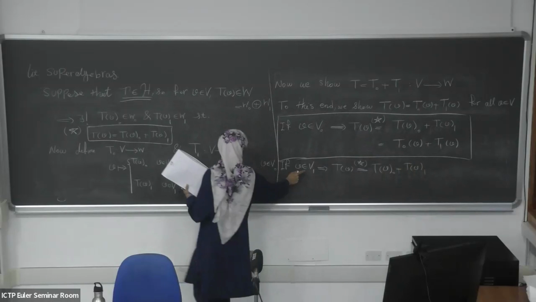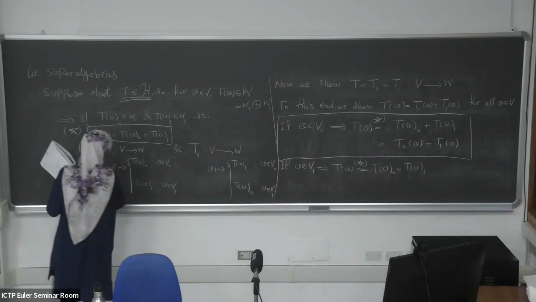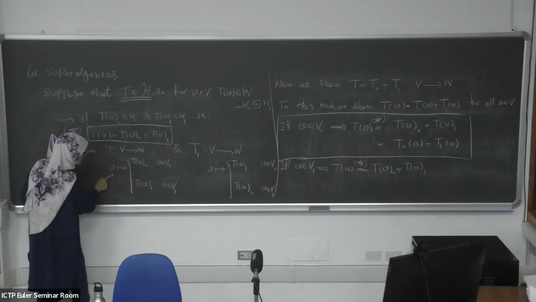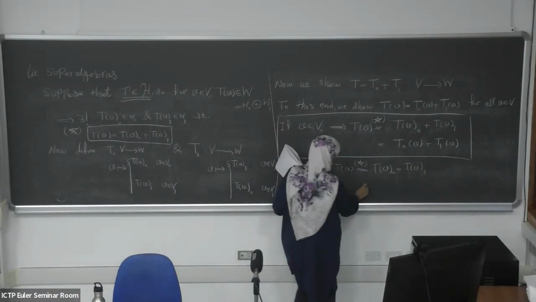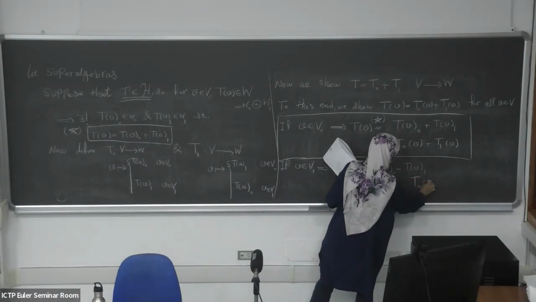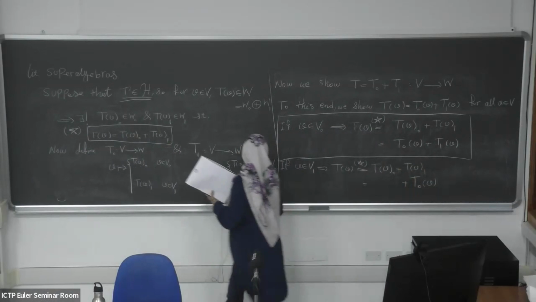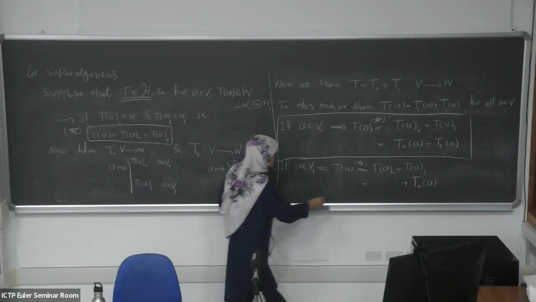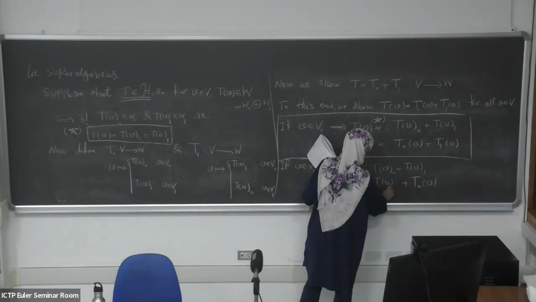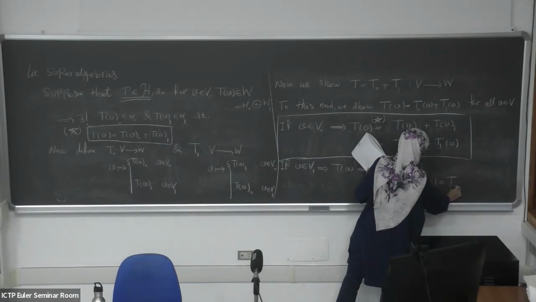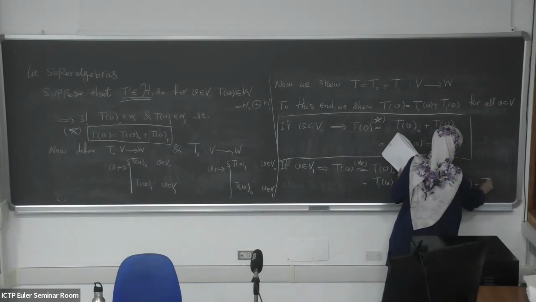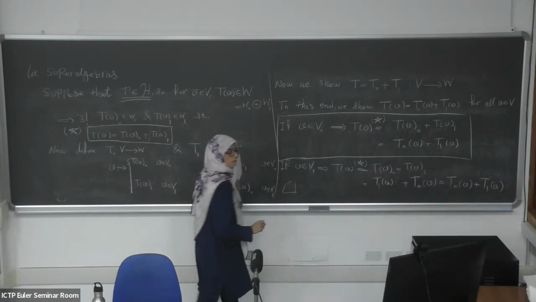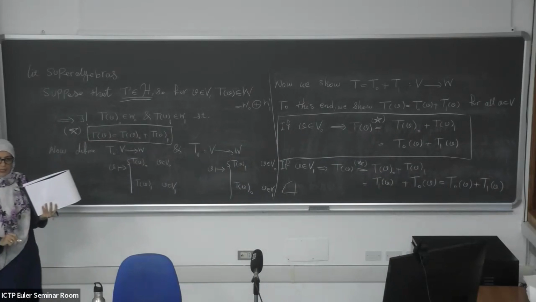But here, my v is an element of V1. And when v is an element of V1, Cv1 is T0v. So I have here T0v. And when v is an element of V1, Cv0 is T1v. We have T1v here, which is T0v plus T1v. And then I prove the claim.